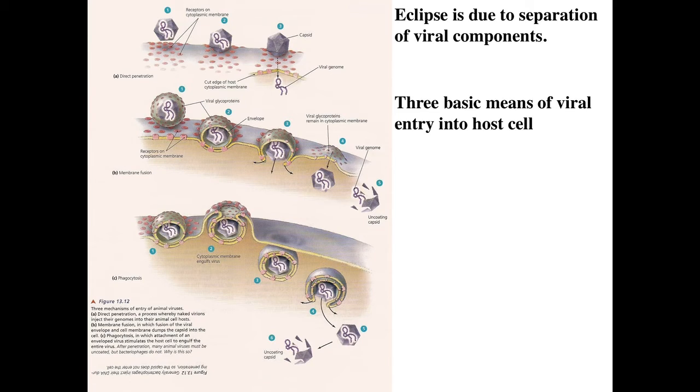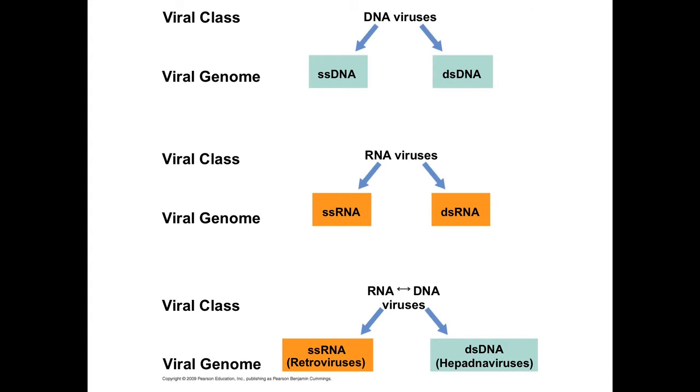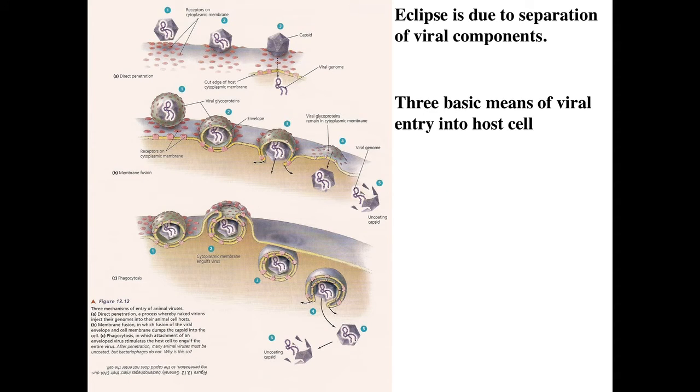Same thing with influenza. In influenza, there's a kind of a phagocytosis event that goes on that then precipitates fusion of the lipid bilayer with the endosome. But in either case, you still get this eclipse period. You still get this period where there are no infectious viruses because the virus has come apart.